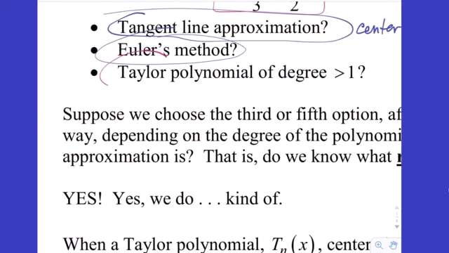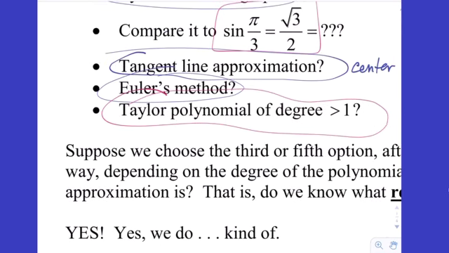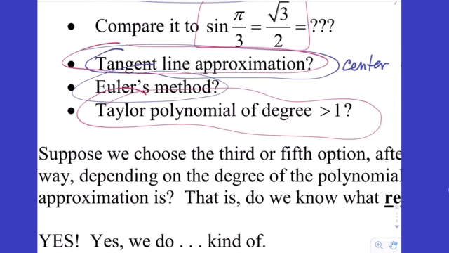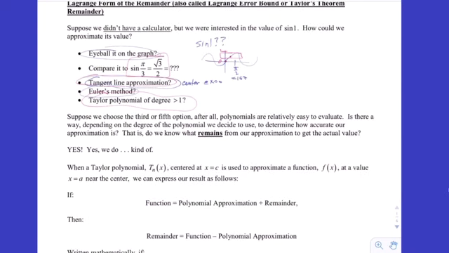Or, of course, as we mentioned in 9.2, we could use a Taylor polynomial with a degree bigger than 1, because that's just a tangent line approximation. And remember then, the more terms that we add, the better the approximation, and the further we can venture out from the center to get further and further approximations. But the trade-off is we're now evaluating a polynomial of higher degree, okay?